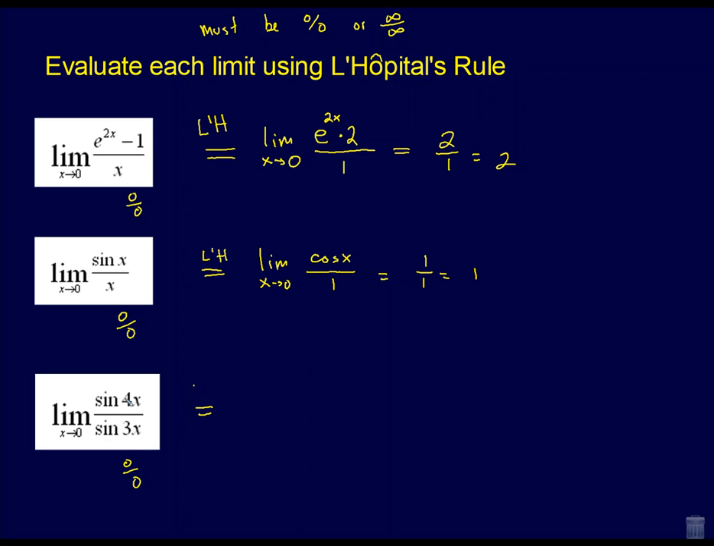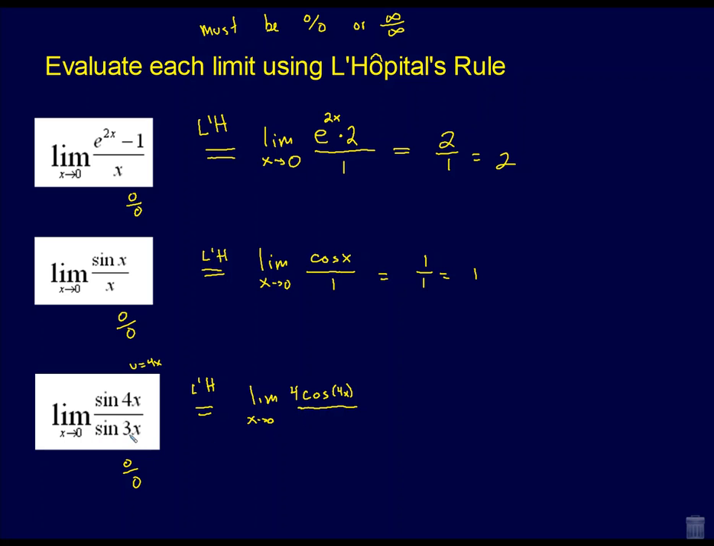4 times 0 is 0, so sine of 0 is 0. 3 times 0 is 0, and the sine of 0 is 0. Let's apply L'Hopital's rule again, and don't forget the chain rule. Your thought process is this is sine of u, and u is 4x, or u is 3x on the bottom. And so sine of u, the derivative is cosine of u times u prime. So the correct derivative is cosine 4x all times 4. I'm going to choose to write the 4 in the front here.